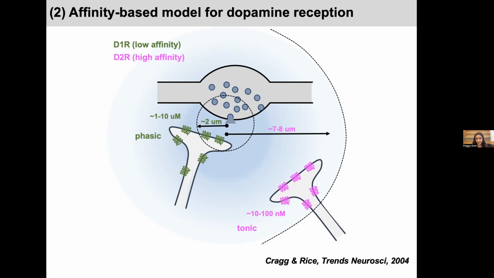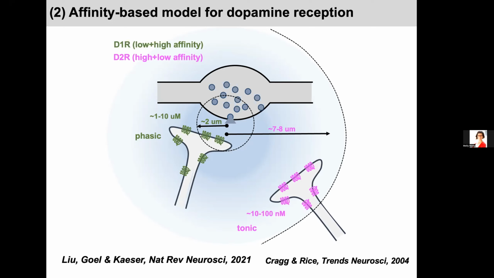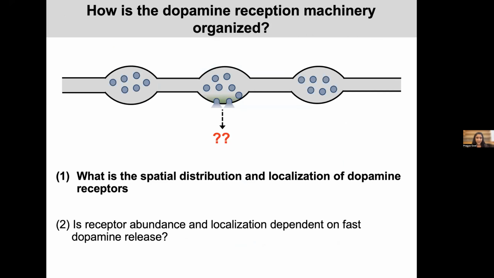However, recent experiments have shown that both types of dopamine receptors can exist in both low and high affinity states in vivo, suggesting a reconsideration of these affinity-based models that we discussed in our review, and overall urging the need for an experimental assessment of dopamine receptor arrangement in vivo. So this brings me to the overarching question for this project, which is, how is the dopamine receptor machinery organized? And for this, the first important question to address is, what is the spatial distribution and localization of the major dopamine receptors?